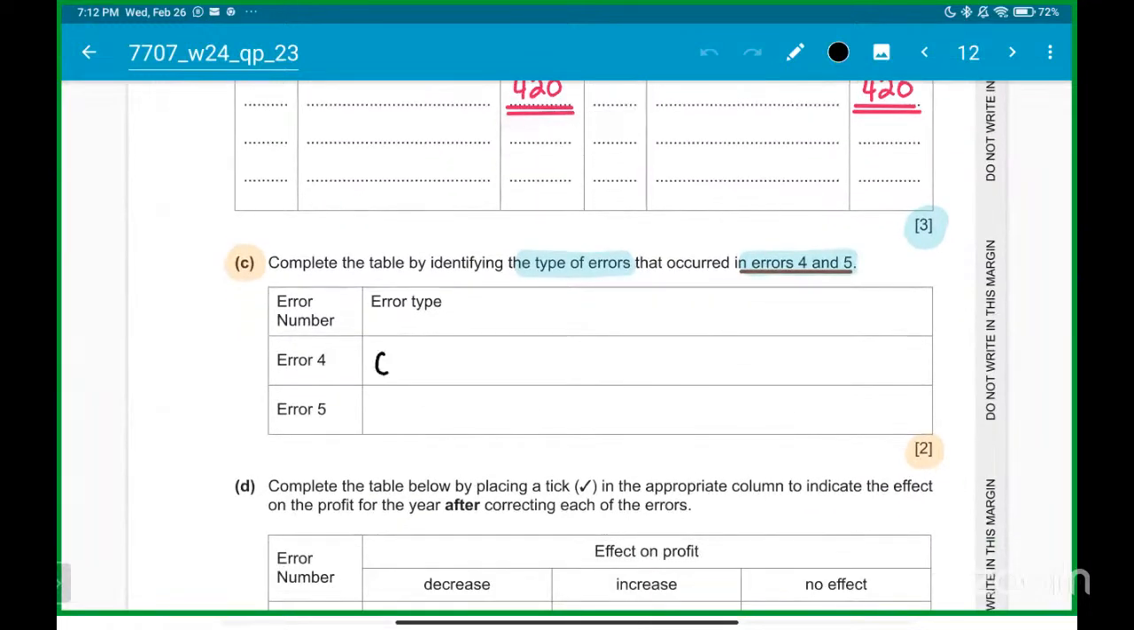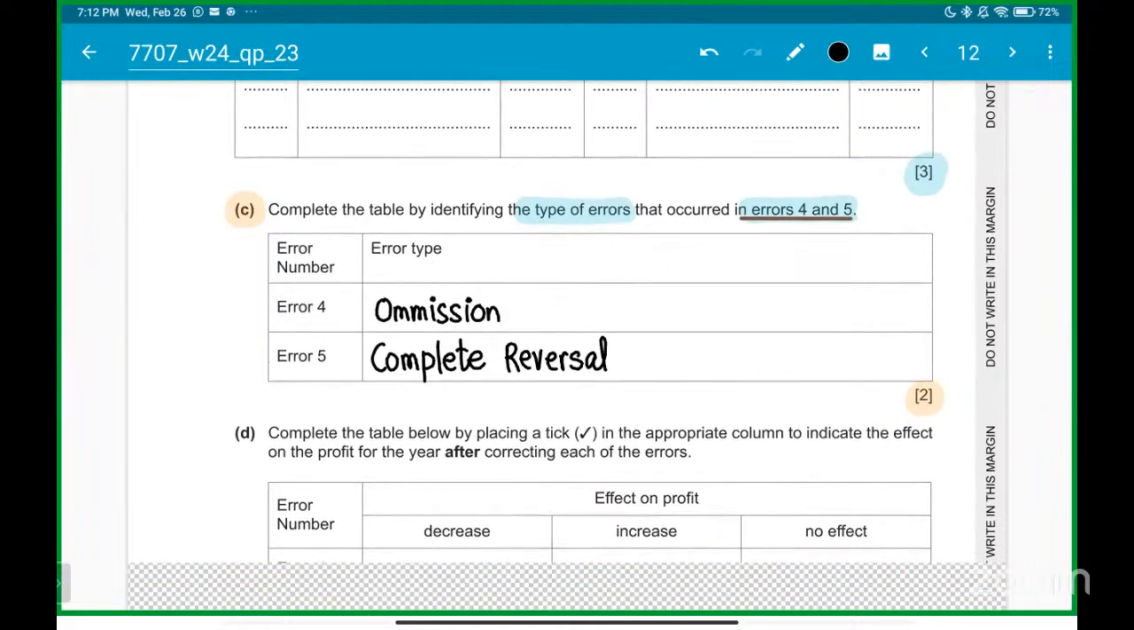So you can just write down omission for this one, and complete reversal for this one. These are the names of them. If you write down these two names, you get full marks. If you miss anything out, it's either 1 or 0 for these types of questions.